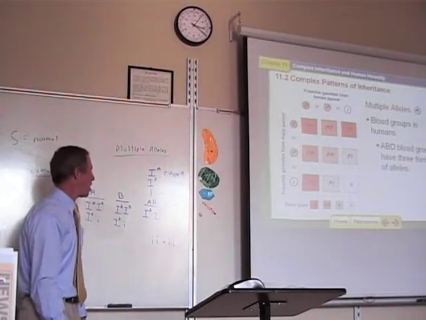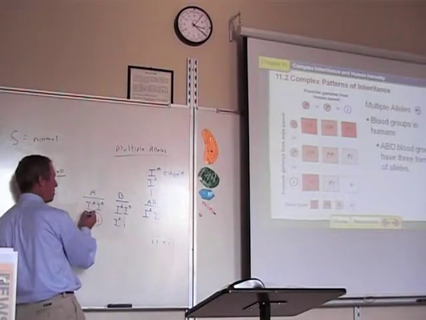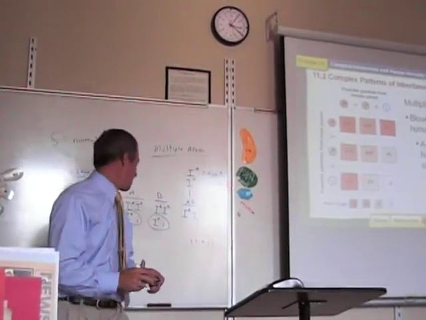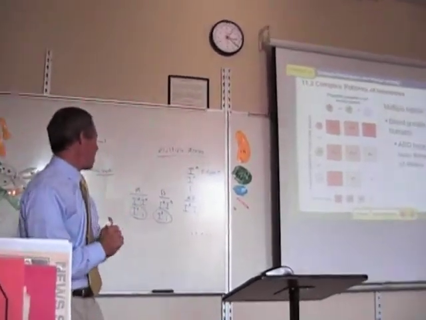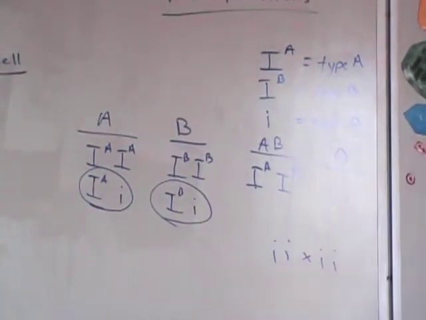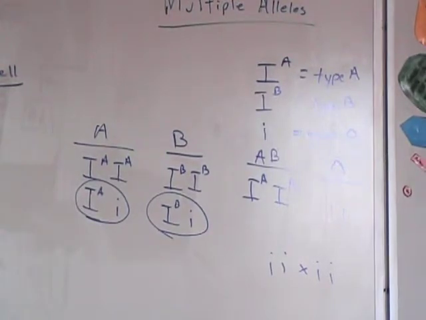Okay, here's what I want you to do. I want you to cross this person with that person in a Punnett square and tell me what blood types you get. Do it now on the sheet. Is that an I^B up there? I^B little i. Do a Punnett square. I know it's hot. You only got to concentrate for 20 more minutes and you can go home.